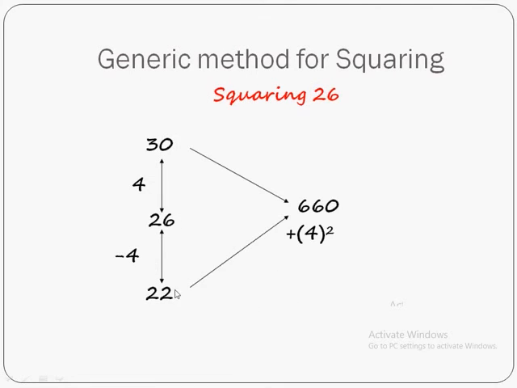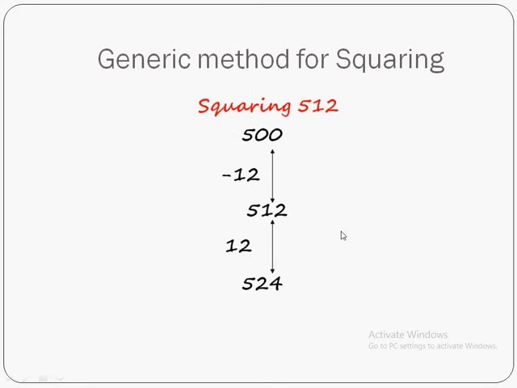Next step, I will multiply 22 with 30, which will give me 660. And why did I do it? Because multiplying any number with a number ending with 0 is very easy. So my output is 660, and the amount I subtracted from the number is 4. So I will square the 4 and add it. So I will add 660 with 4 squared, that is 16. So my output is 676. Little confused? Maybe. Let us take one more example.